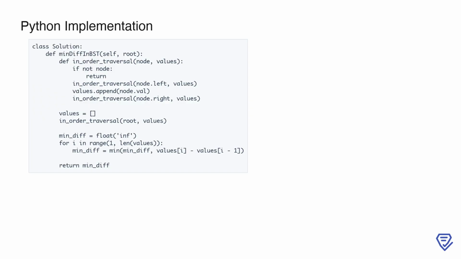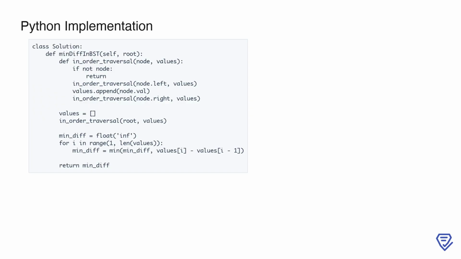2. Inside the function, a helper, in_order_traversal, is defined. This recursive function performs an in-order traversal of the BST and appends node values to the values list in ascending order. If the current node is None, the function simply returns, the base case. Otherwise, it first traverses the left subtree, processes the current node by appending its value, and then traverses the right subtree. 3. The values list is initialized as empty, and the in_order_traversal function is called with the root node and the list.